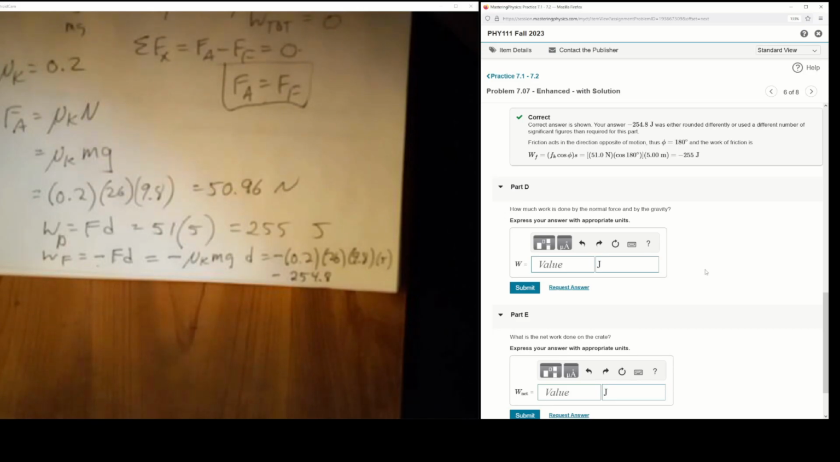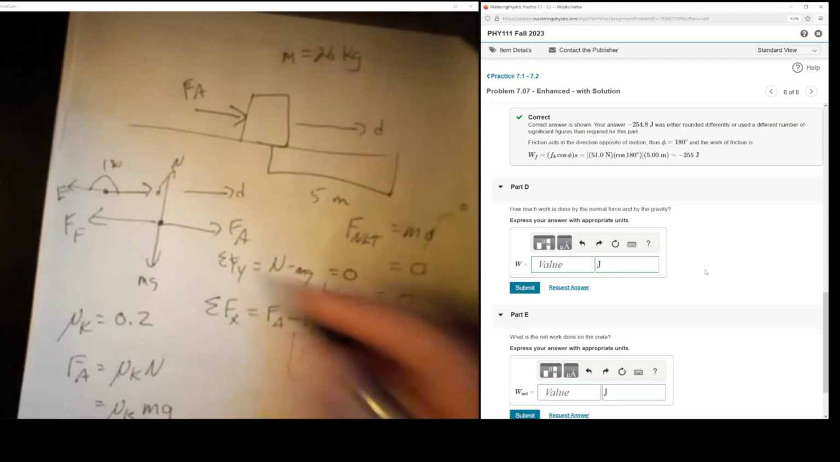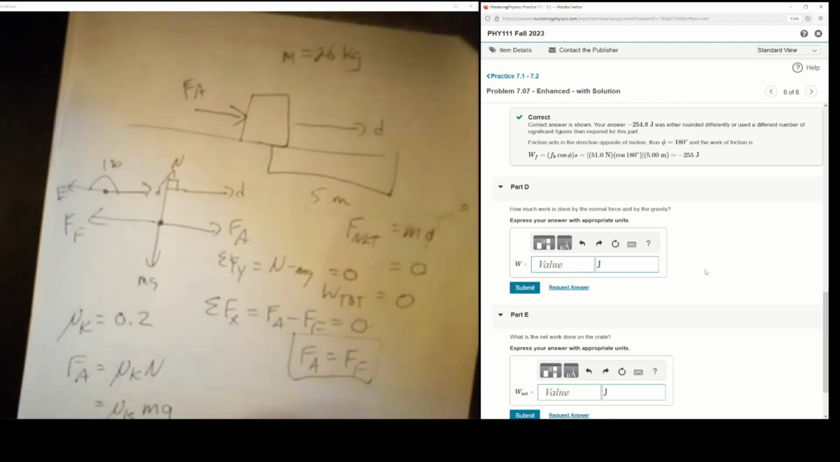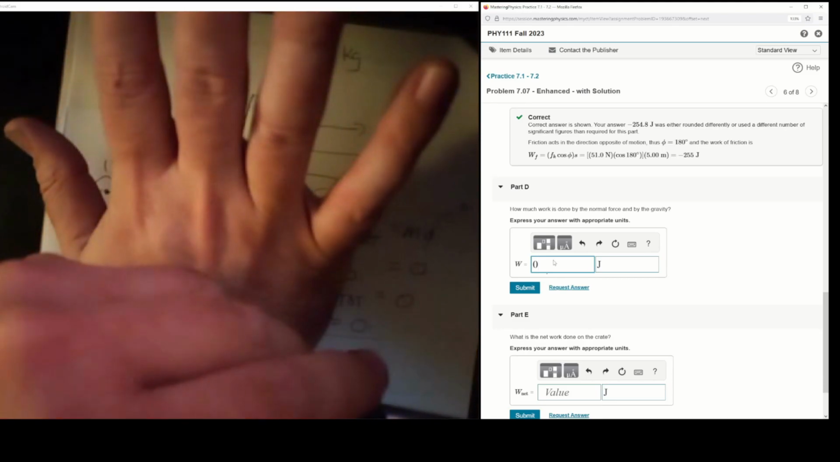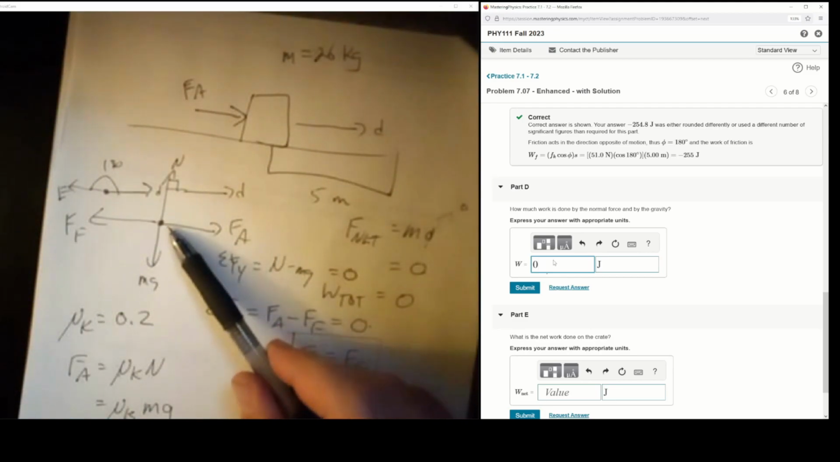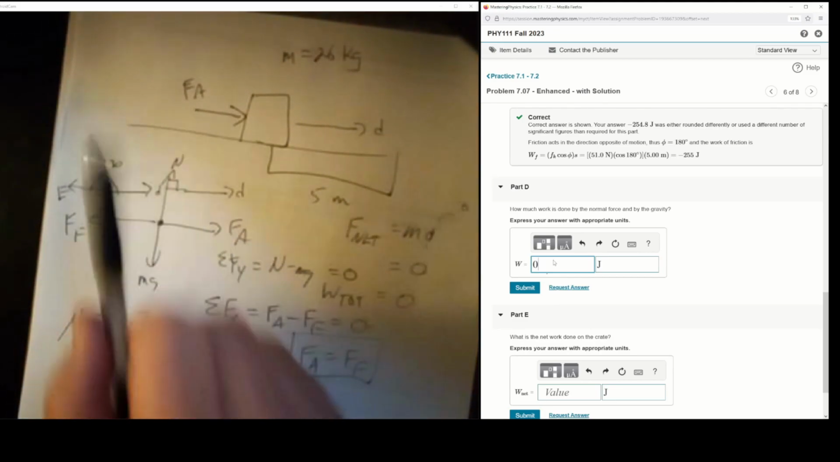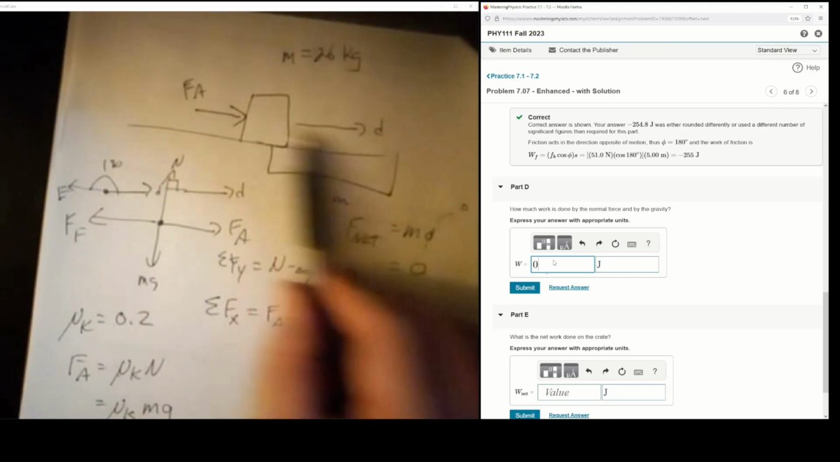Part D. How much work is done by the normal force? Well, the normal force is perpendicular to the motion because the motion's to the right. Perpendicular specifically means a 90-degree angle, and cosine 90 is 0. And that's the math way of saying it. The physics way is, how can I push up on something and have it move right? So the normal force is pushing up. That puts no energy into moving something to the right.